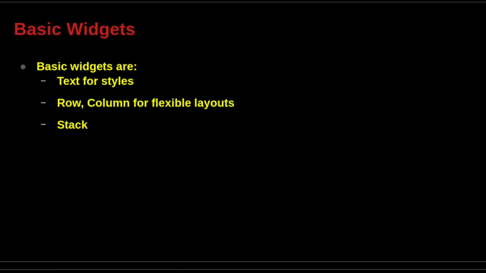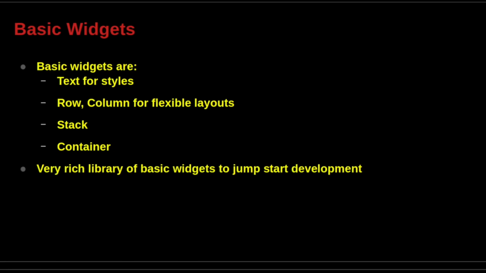Flutter has some powerful basic widgets. Some of these are: Text creates styled text within the application. Row and Column create flexible layouts in both the horizontal row and vertical column directions. Stack places widgets on top of each other in paint order. Container creates a rectangular visual element that can be transformed in three-dimensional space.